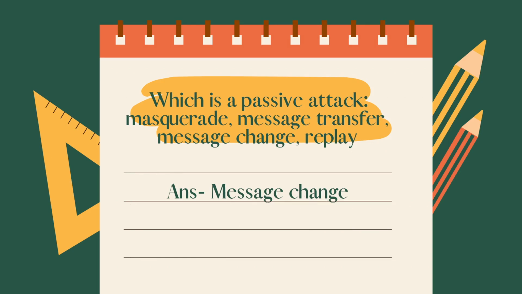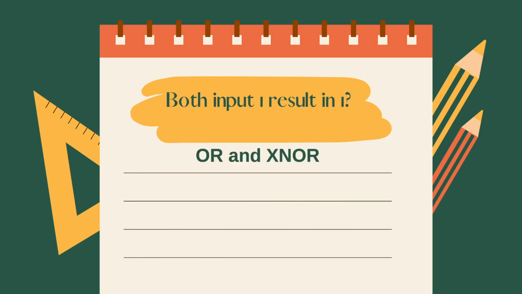Okay. All right. Now one more question was there between OR and XNOR. The question was out of all the following, and the options were AND, XOR, XNOR, or OR. Something like this were the options. One more option was there.